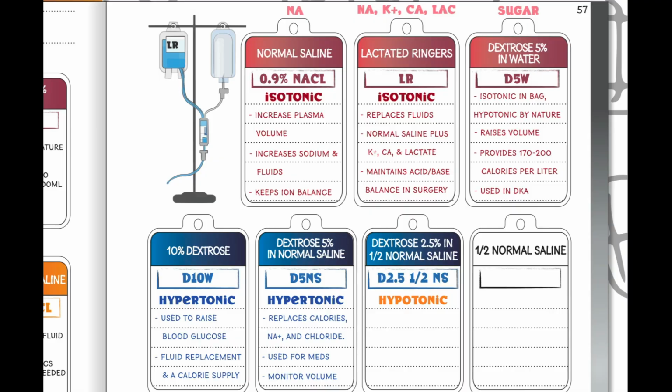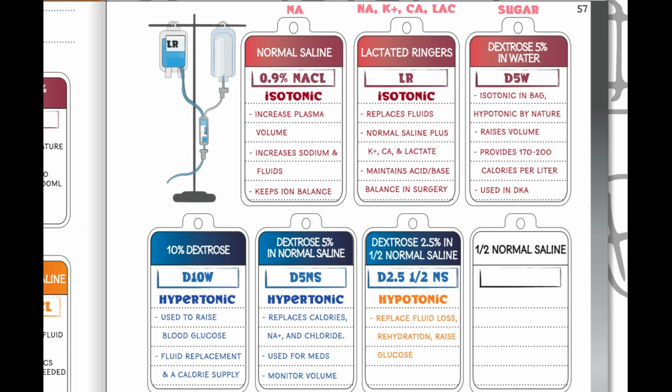Going back to the solution, this is going to be a hypotonic solution. So this is going to be a lower concentration of solutes than our human body cells and plasma. So why would we give this type of fluid? Well, we give this when we want to replace a little bit of fluid loss, have some rehydration, but also raise some of that glucose because we have that dextrose, and then we have that sodium chloride as well.